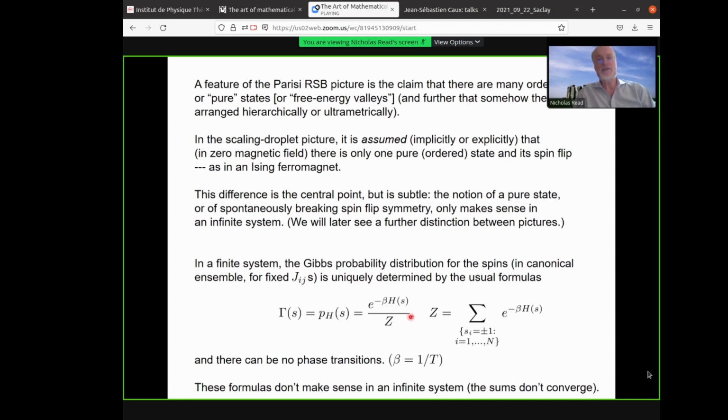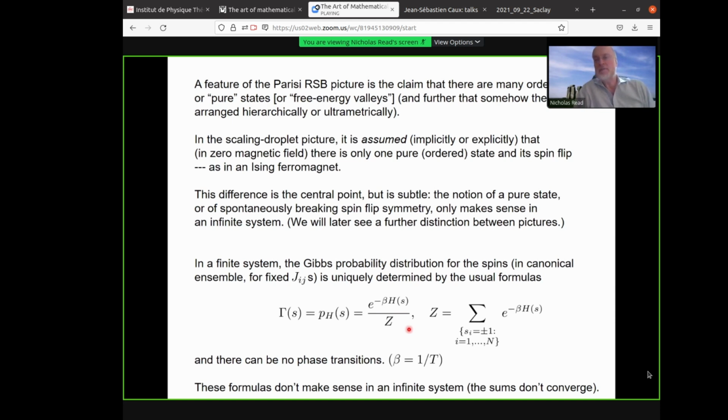However, the notion of a pure state is a rather subtle one because it only makes sense in an infinite size system. In a finite system, the Gibbs distribution takes a well-known form using the Hamiltonian written here, and this is defining this P_H of S to be this expression for the probability. Beta, of course, is inverse temperature.